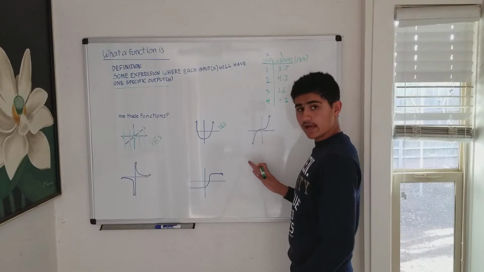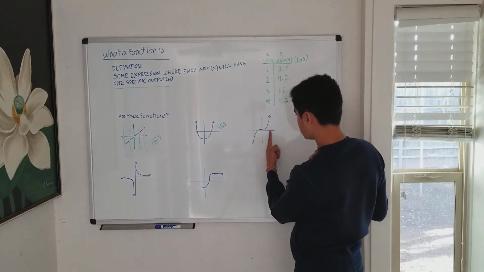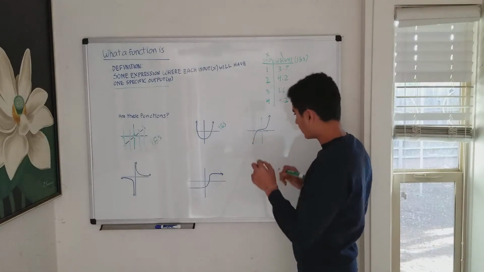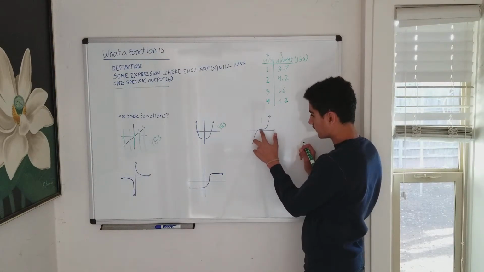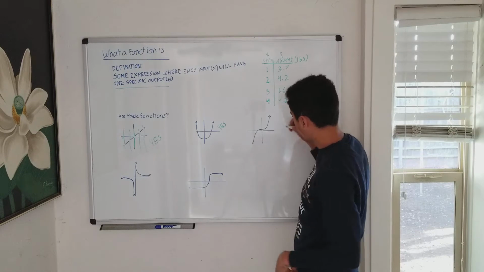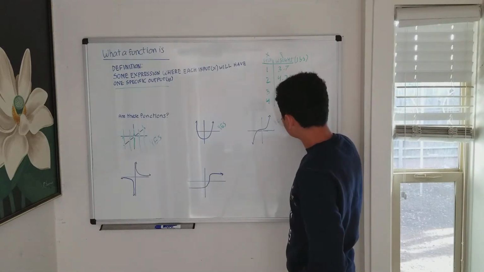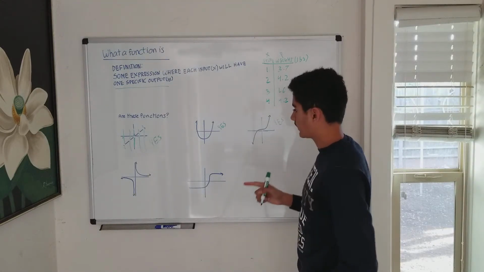This one will definitely pass because if you were to do the vertical line test, each one is going to have 1 point. And this little area is going to trick people a little bit, but if you do the vertical line test, it's going to only have 1 point, not multiple points. So this one is, yes, it is a function.